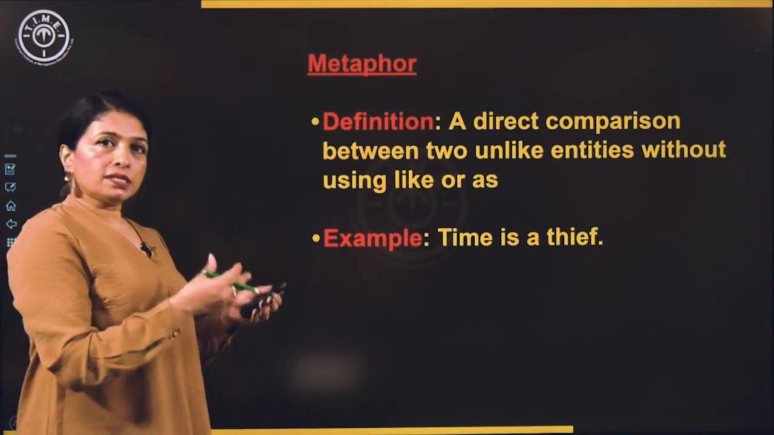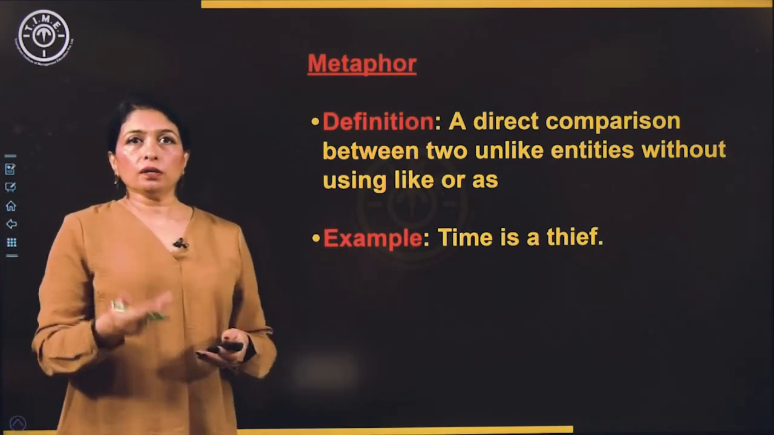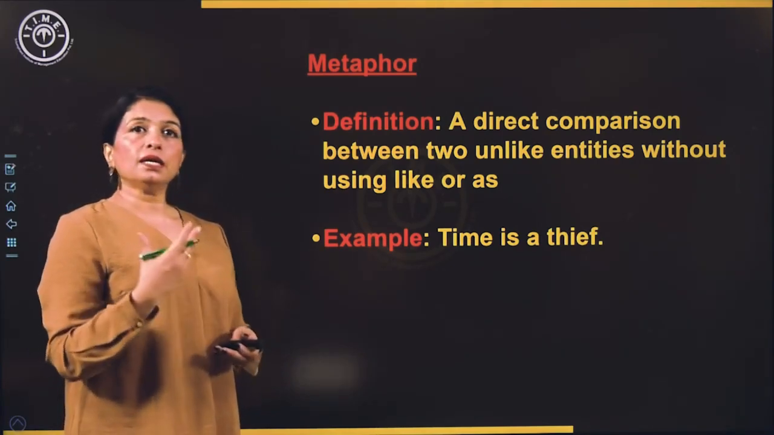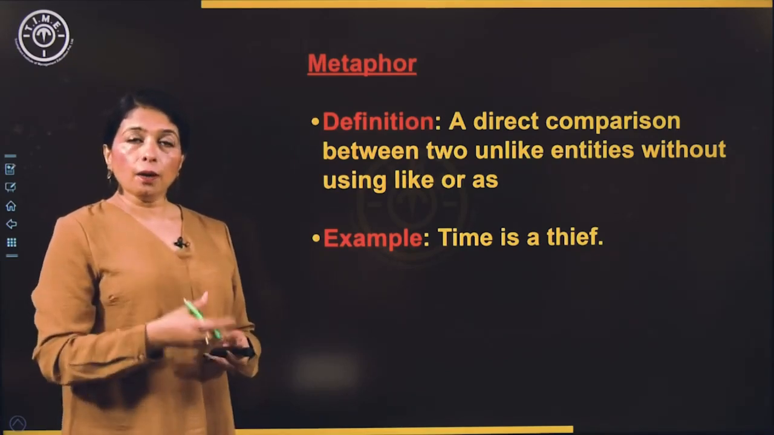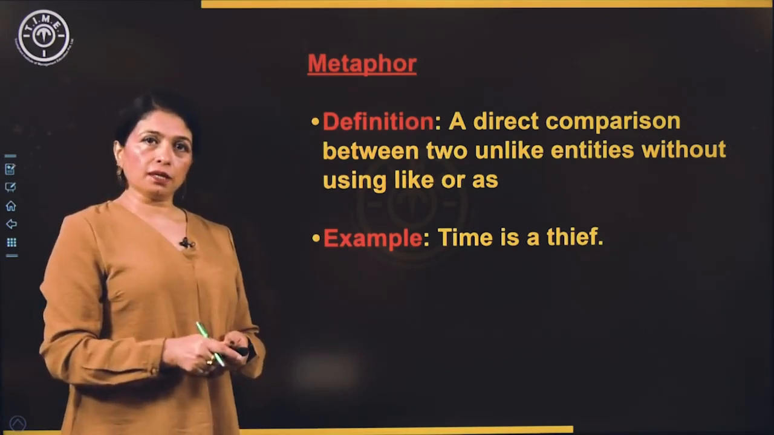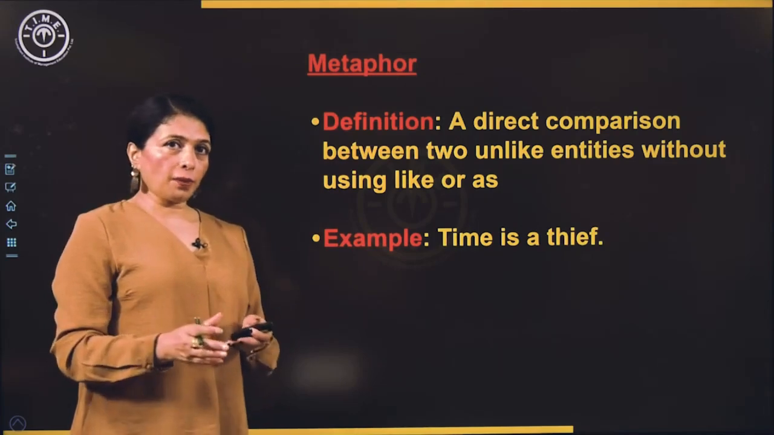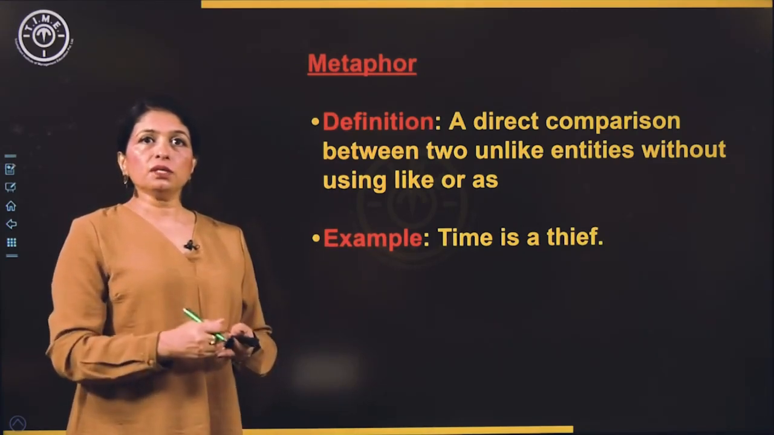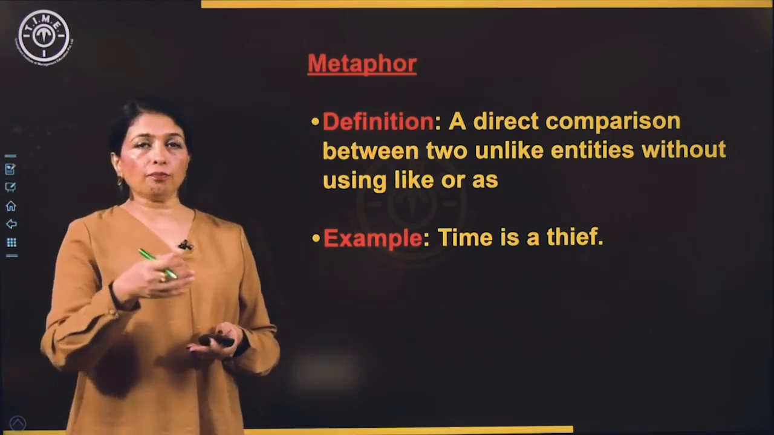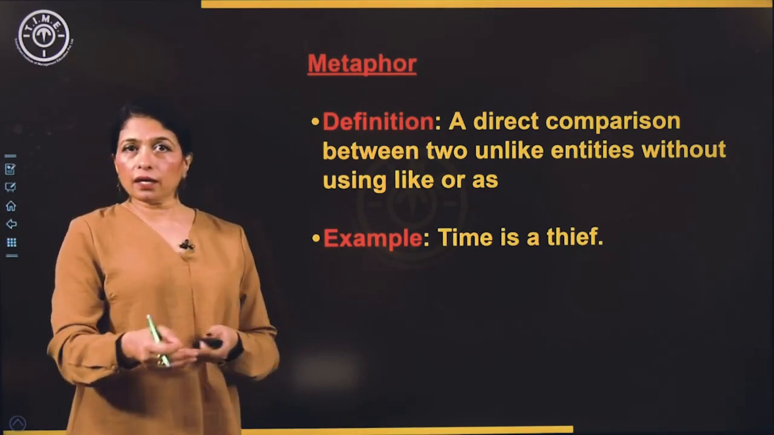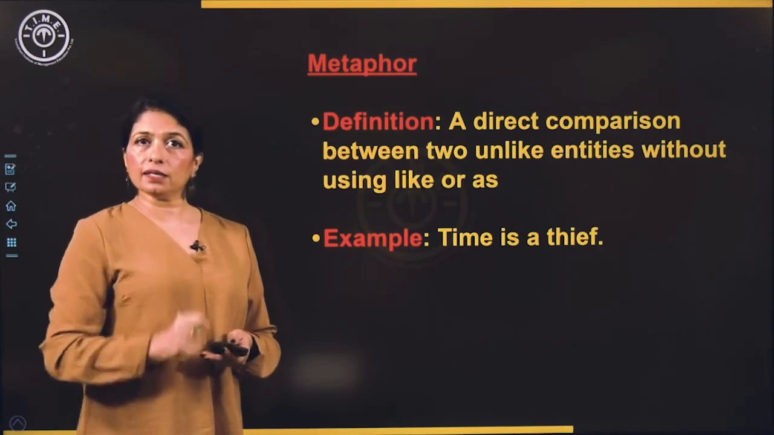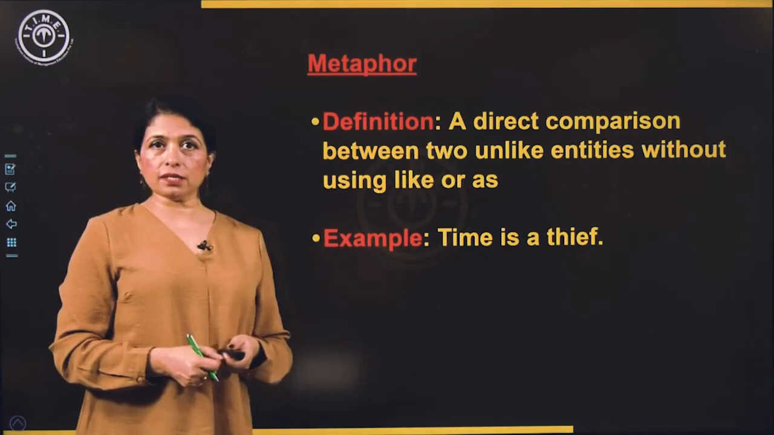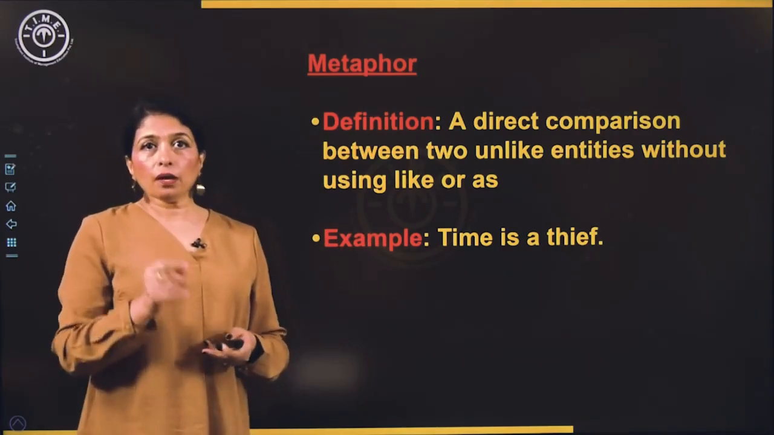Now, if the same sentence were to be written using a simile, it would read as time is like a thief. But here, because the word like is missing, we know that there is a comparison. It is not as if time is actually a thief. Time is being compared to a thief, but here it's that kind of a comparison where like is missing, and the figure of speech that you need to recognize and identify is a metaphor.